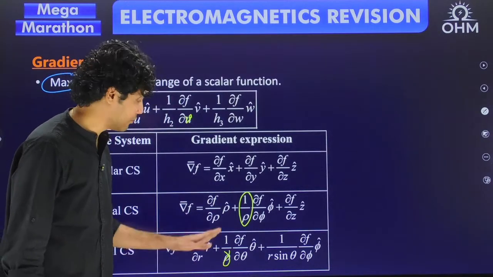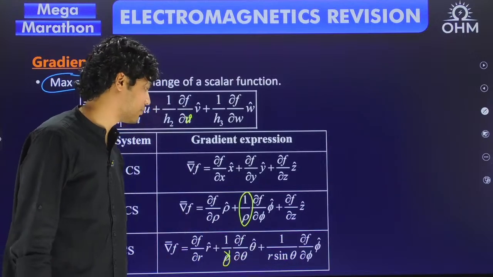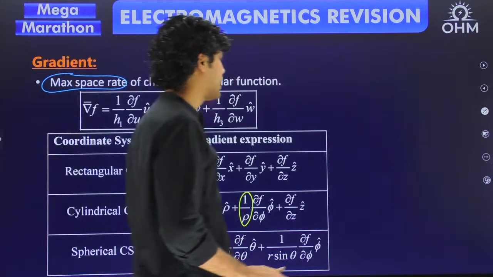1 by 1 is 1. 1 by h2 is 1 by r. And the last one is 1 by r sin theta. Okay. So these are the components you are having in spherical coordinate system.